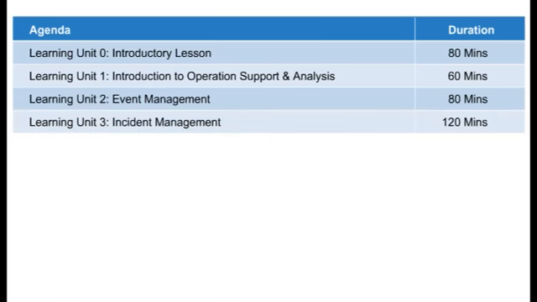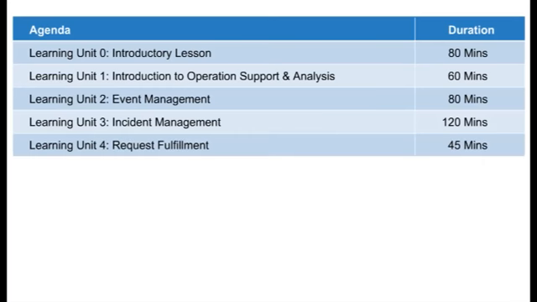Learning Unit 3 talks about incident management. This unit helps you understand the different components of incident management, its activities, and interfaces with other processes, the measurement model and metrics used to support incident management within OSA practices.